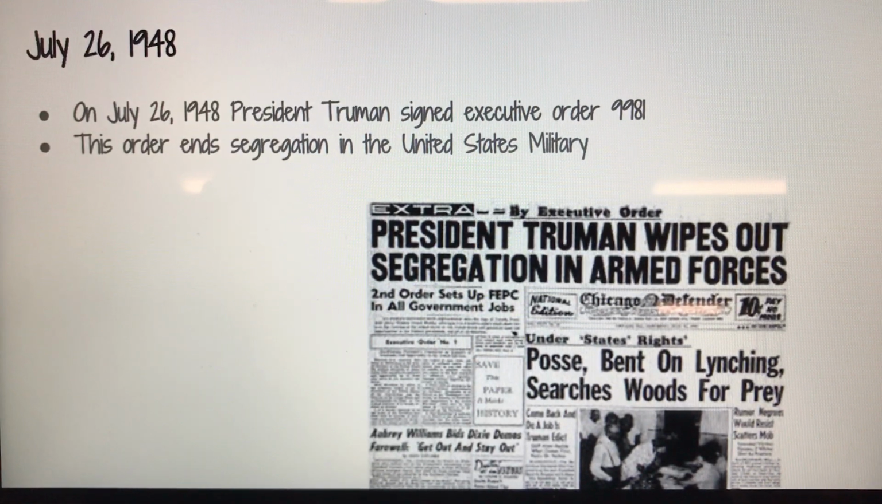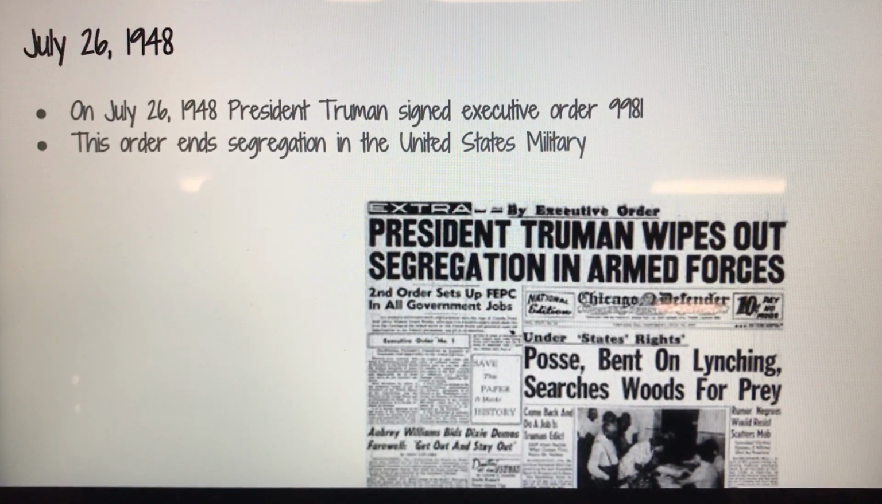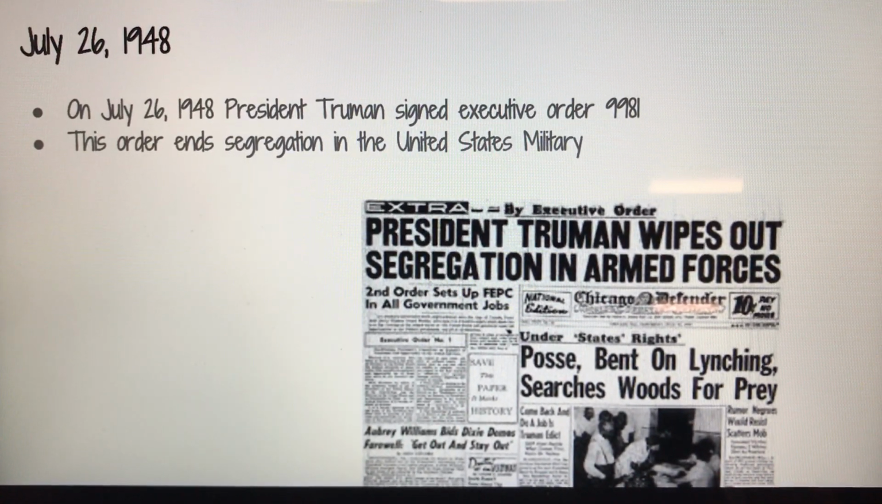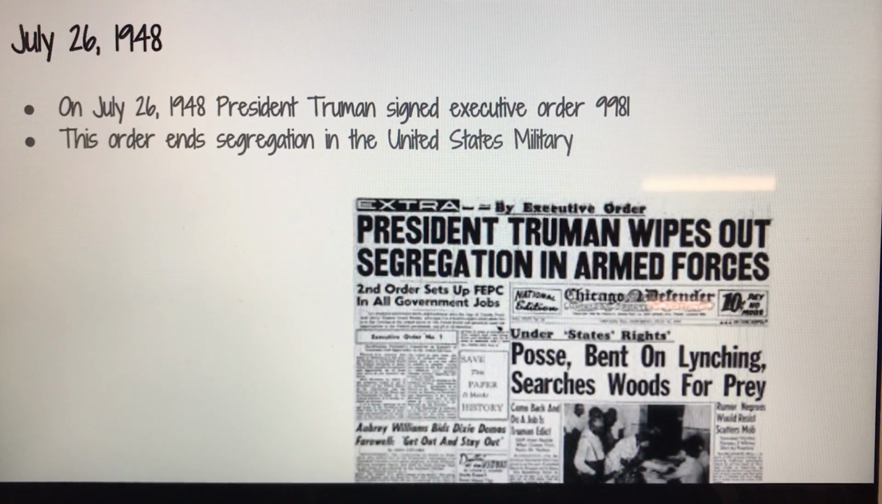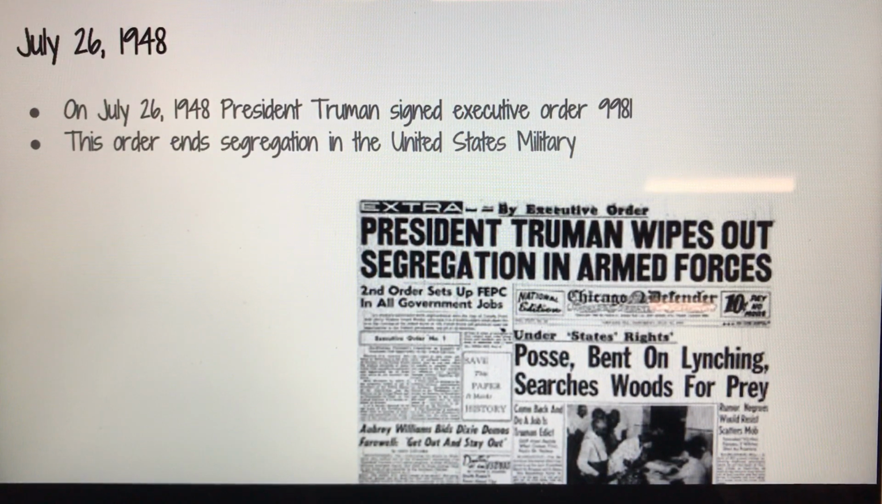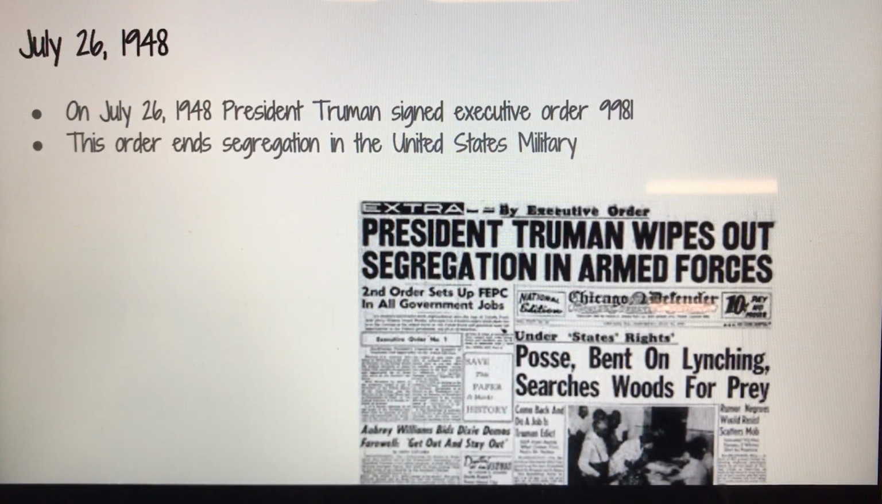July 26, 1948. On July 26, 1948, President Truman signed Executive Order 9981. This order ended segregation in the United States military.